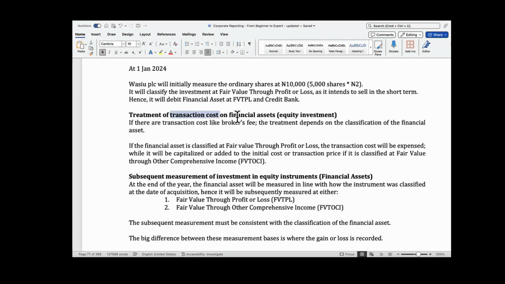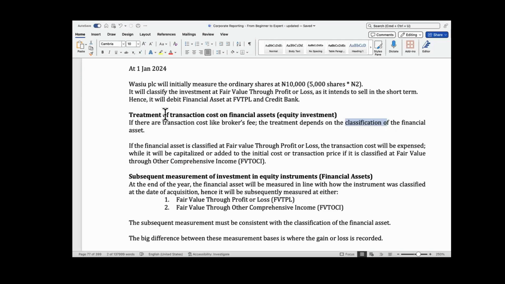So how do you treat this transaction cost? The standard says that the treatment depends on the classification of that financial asset. It's just like you bought shares for 5 million, then there were some fees on it of 50,000. On that 5 million, fees of 50,000. So you're now saying, okay, how do you treat the fees? Fine, 5 million should go to financial asset. So what about the 50,000 fees?